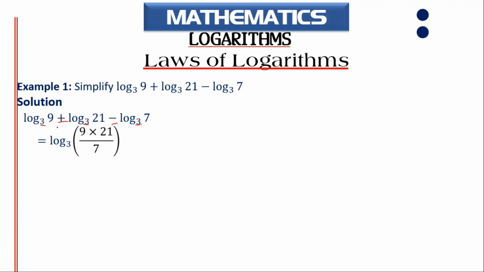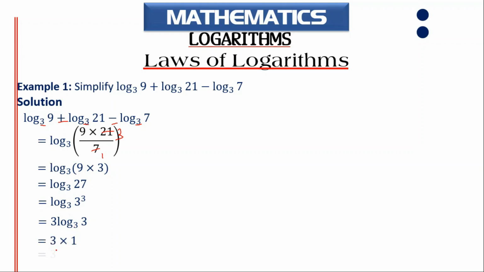Then you can go ahead: 9 times 21, divided by 7. That's 12. So from here we know 7 here 1, 7 21, that will give us 3. So that means we are left with 9 times 3, which if you multiply, you have 27. 27 can be written as 3 cube, in which case we have 3 log 3 to base 3. Of course, we know log 3 to base 3 will give us 1, and we have 3 as our final answer.